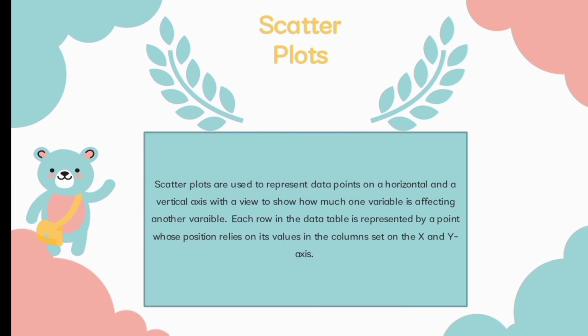First is scatter plots. Scatter plots are used to represent data points on a horizontal and a vertical axis with a view to show how much one variable is affecting another variable. Each row in the data table is represented by a point whose position relies on its value in the column set on the X and Y axis.